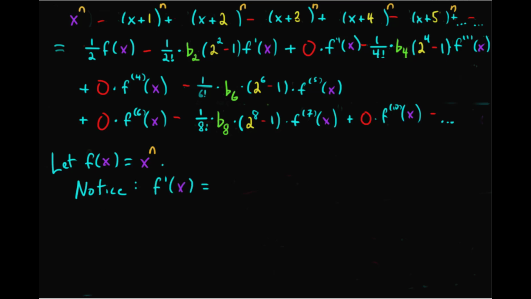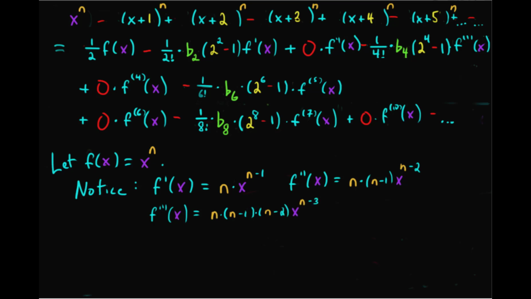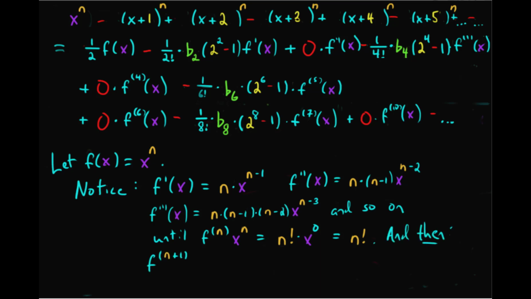And then we'll notice that f prime of x equals n times x to the n minus 1. F double prime of x equals n times n minus 1 times x to the n minus 2. F triple prime of x equals n times n minus 1 times n minus 2 times x to the n minus 3, and so on until we get to the nth derivative of f of x. So f^(n) of x will equal n factorial, which of course is a constant. And then after that, all subsequent higher order derivatives will all equal 0.